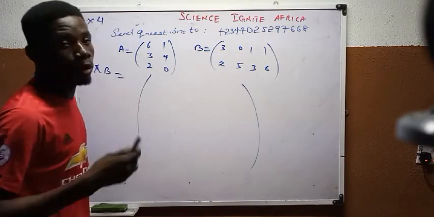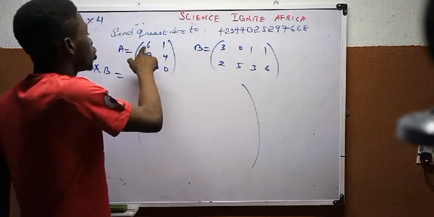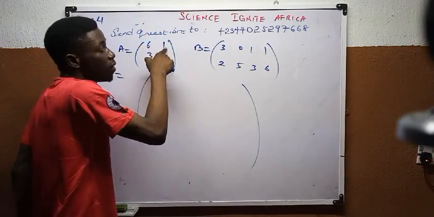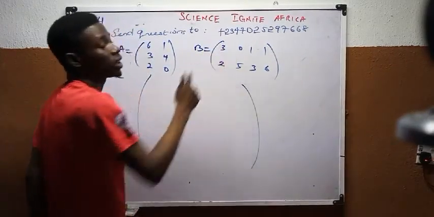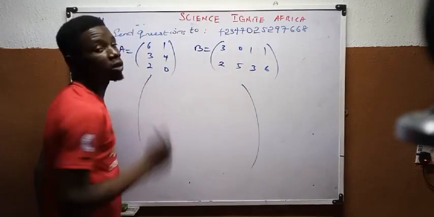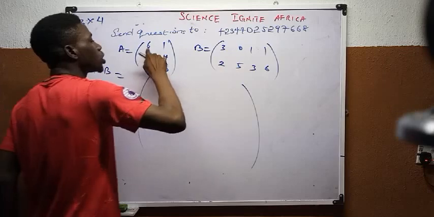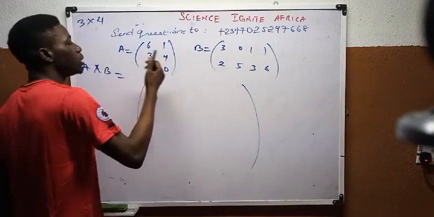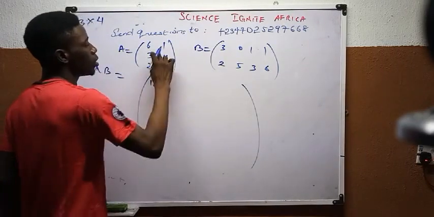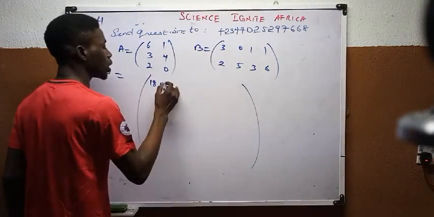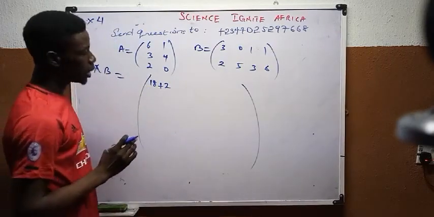But now again, position also comes into place. For row 1 we have 6 and 1. We have the first number, we have the second number. For column 1 here, we have the first number and we have the second number. Now, the first number will go with the first number, and the second number will go with the second number. That's the rule. So let's see what we are saying. 6 and 1, 3 and 2. So that will be 6 times 3, that's 18, plus 1 times 2, that's 2. Now I'm done with row 1, column 1.